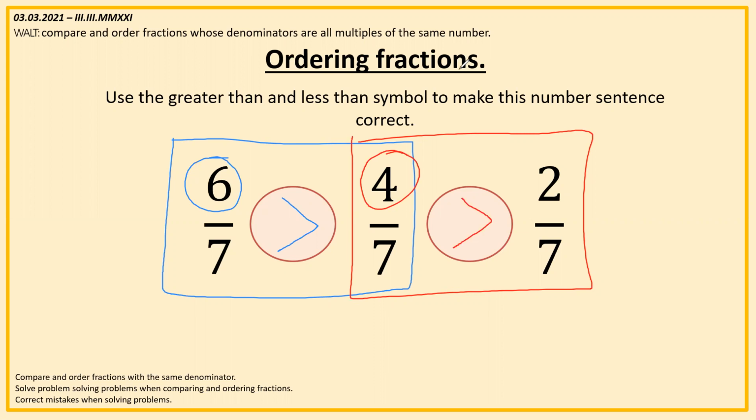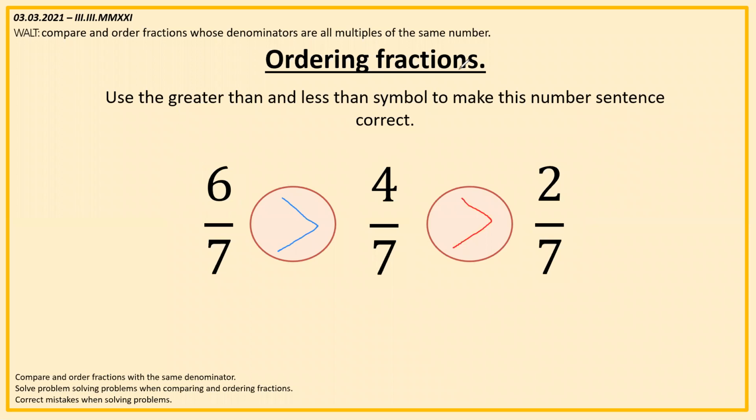Again, if we look at blue, we're saying that 6/7 is greater than 4/7. And if we look at red, we're saying 4/7 is greater than 2/7. If we get rid of our boxes, our number sentence now says 6/7 is greater than 4/7, which is greater than 2/7. So again, we're still following that pattern and we are making a correct number sentence.